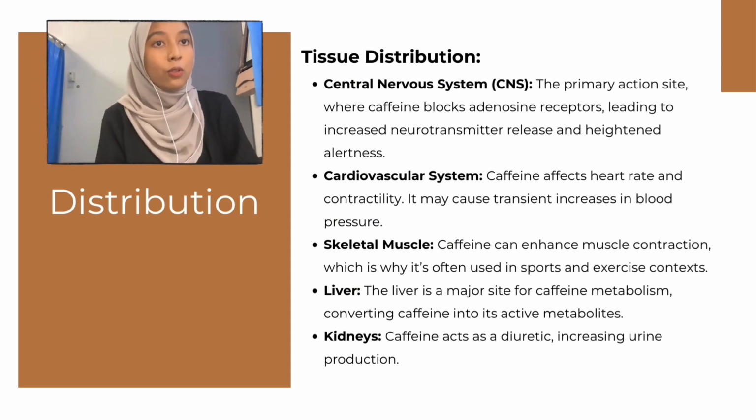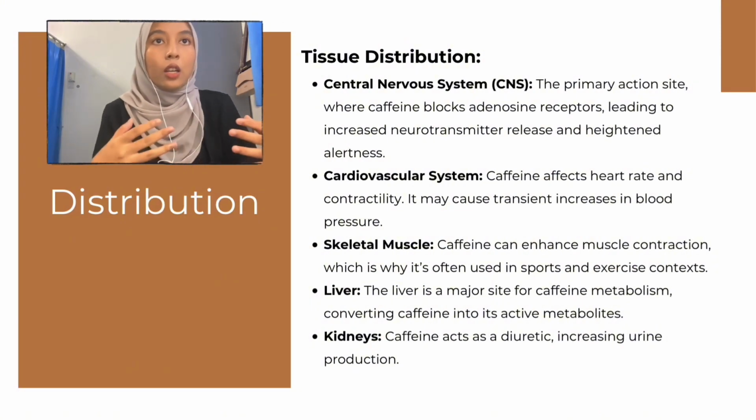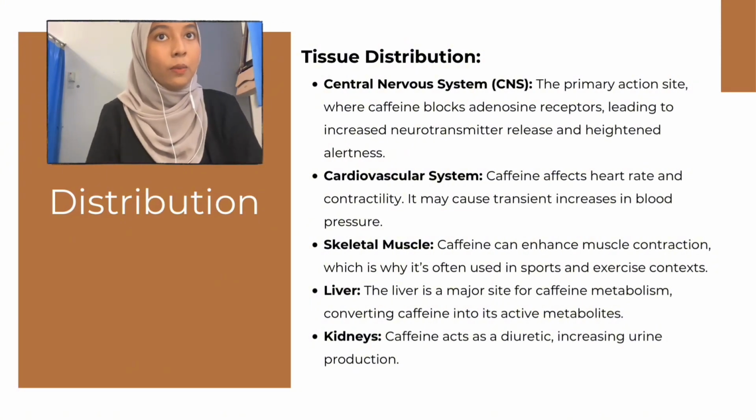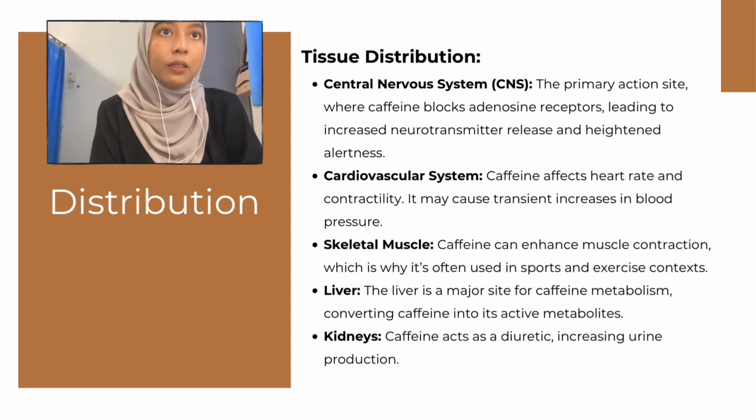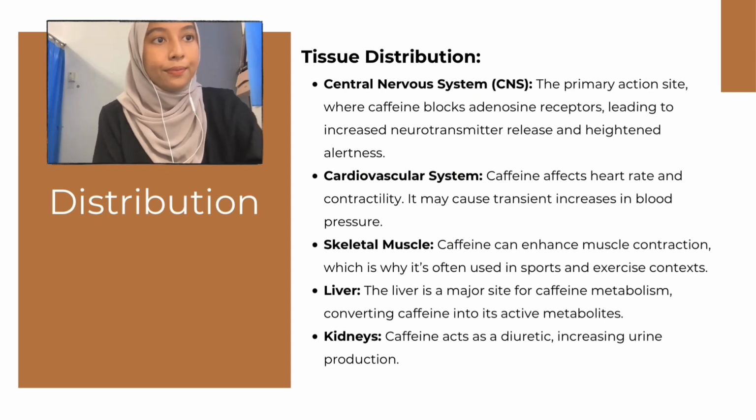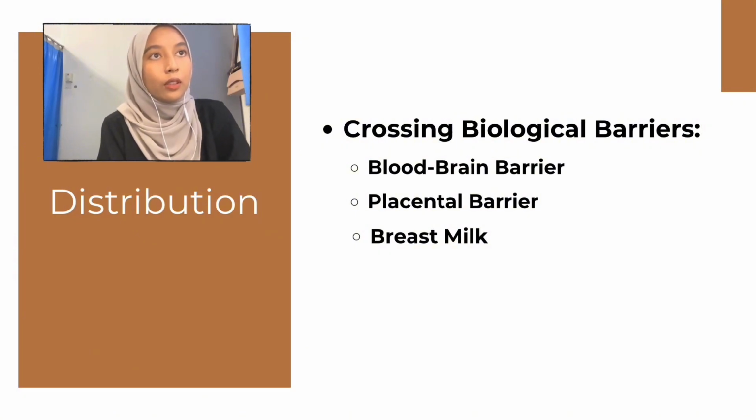Caffeine can also be distributed to the liver, which is the major site for caffeine metabolism, where it converts caffeine into its active metabolites. And lastly, it can also be distributed to the kidney, where it acts as a diuretic to increase urine production. Caffeine can also cross a lot of biological barriers such as the blood-brain barrier, placental barrier, and also breast milk.